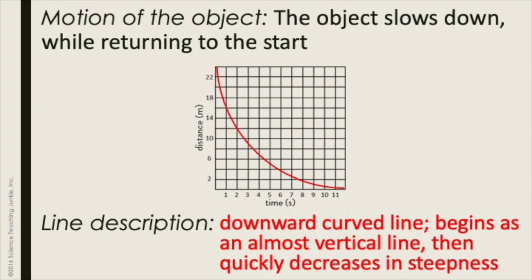Here, the object slows down while returning to start. We have a downward curved line that begins as an almost vertical line, then quickly decreases in steepness. So it's slowing down as it goes back home.